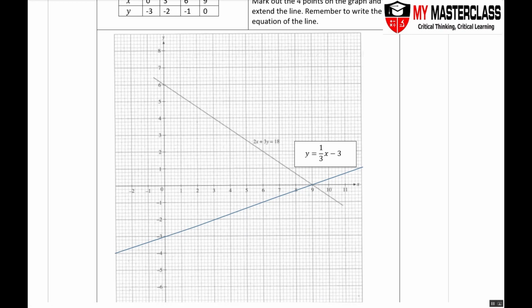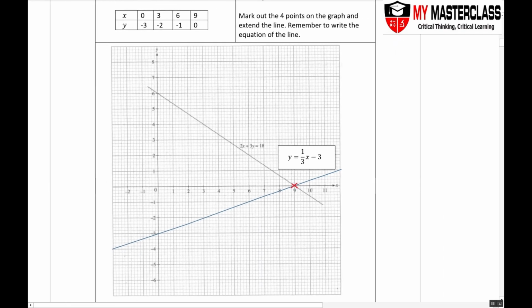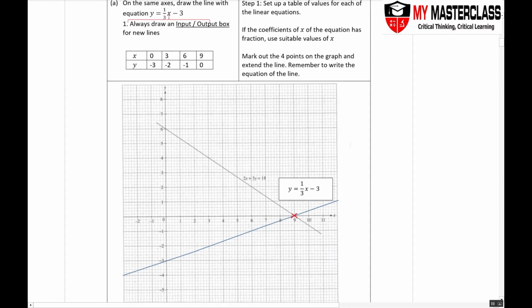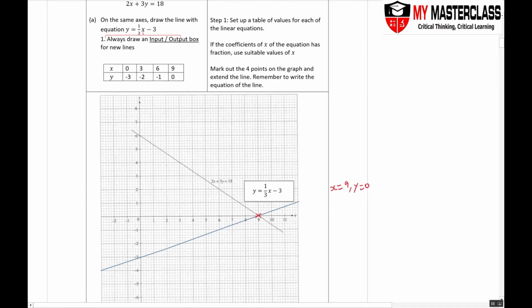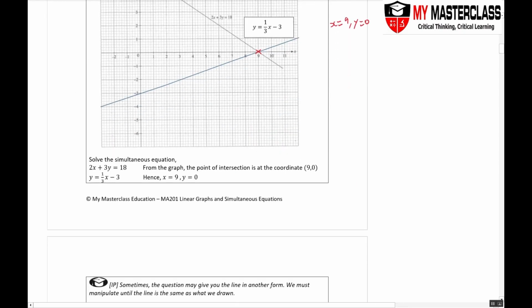If we take a look at the two straight line graphs, the intersection is this point here, or this coordinate here, which is (9, 0), on the x-axis itself. If I were to ask you for the solution of these two simultaneous equations, it will be x equals 9, y equals 0. Okay, that's it. So we move on to the next part.